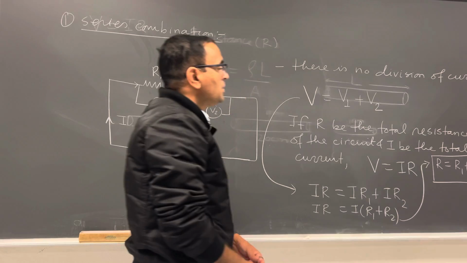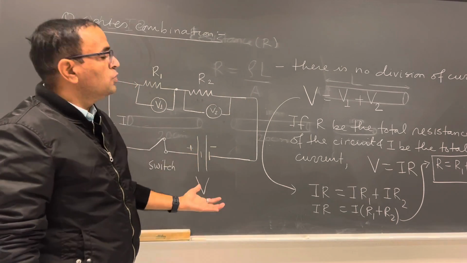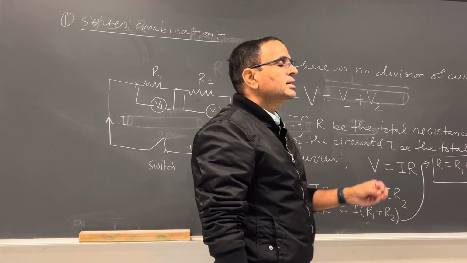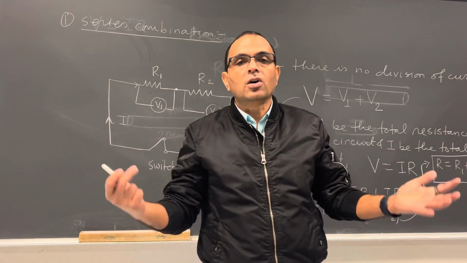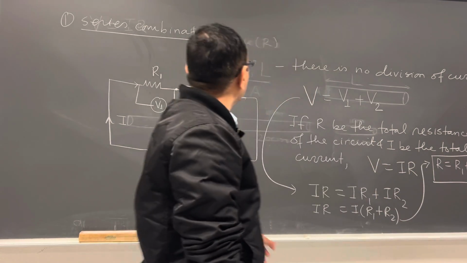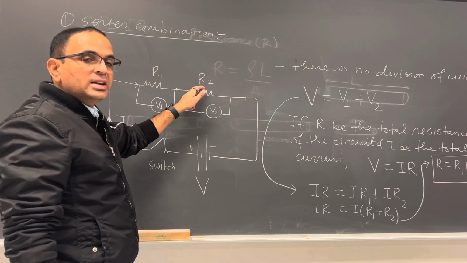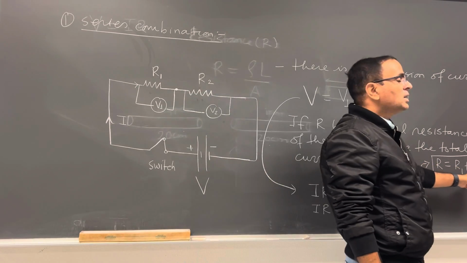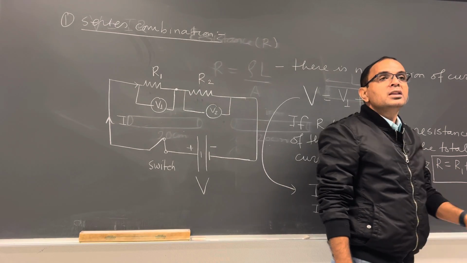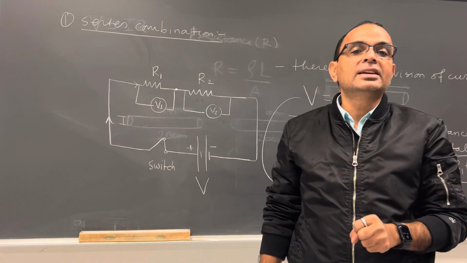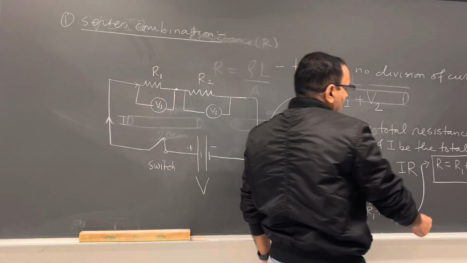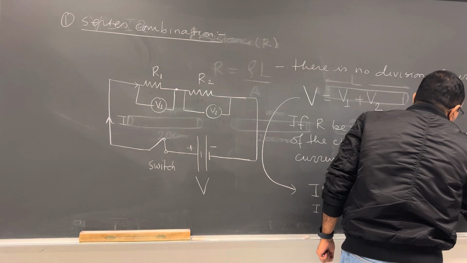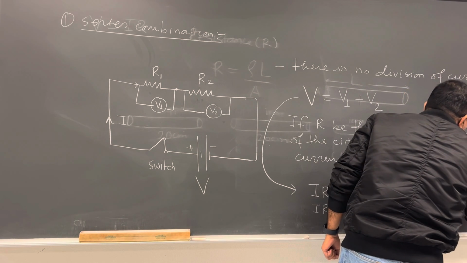Therefore, if you combine two or more than two resistors in series, the total resistance is the sum of the resistance of all resistors. So here I connected two resistors R1 and R2 in series. So the total resistance in the circuit R is equal to R1 plus R2. If you have three resistors connected in series, then you can also write the total resistance R equal to R1 plus R2 plus R3, like this.